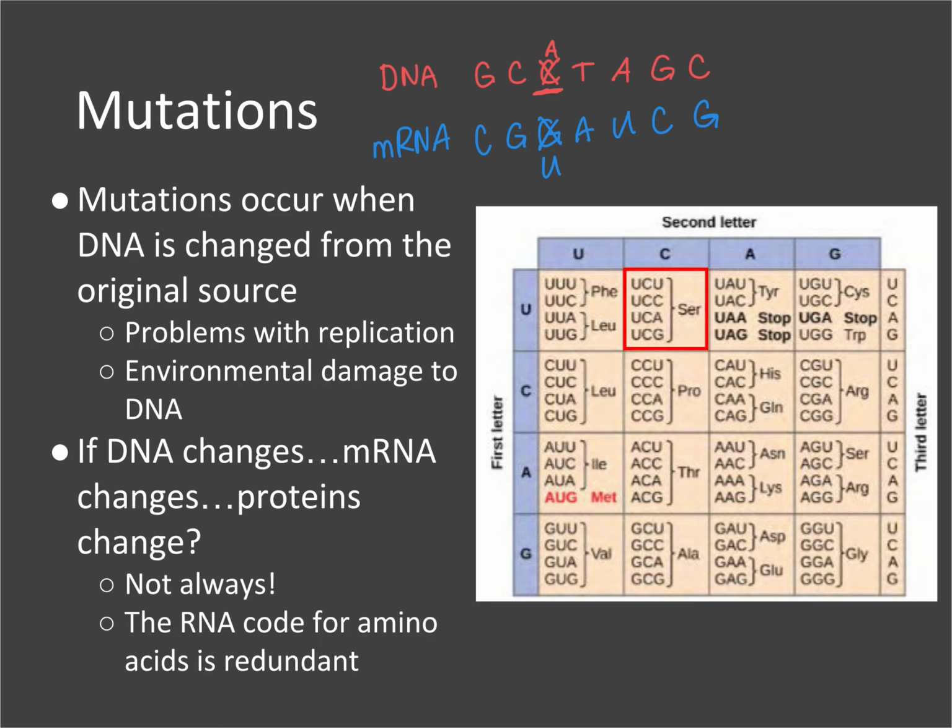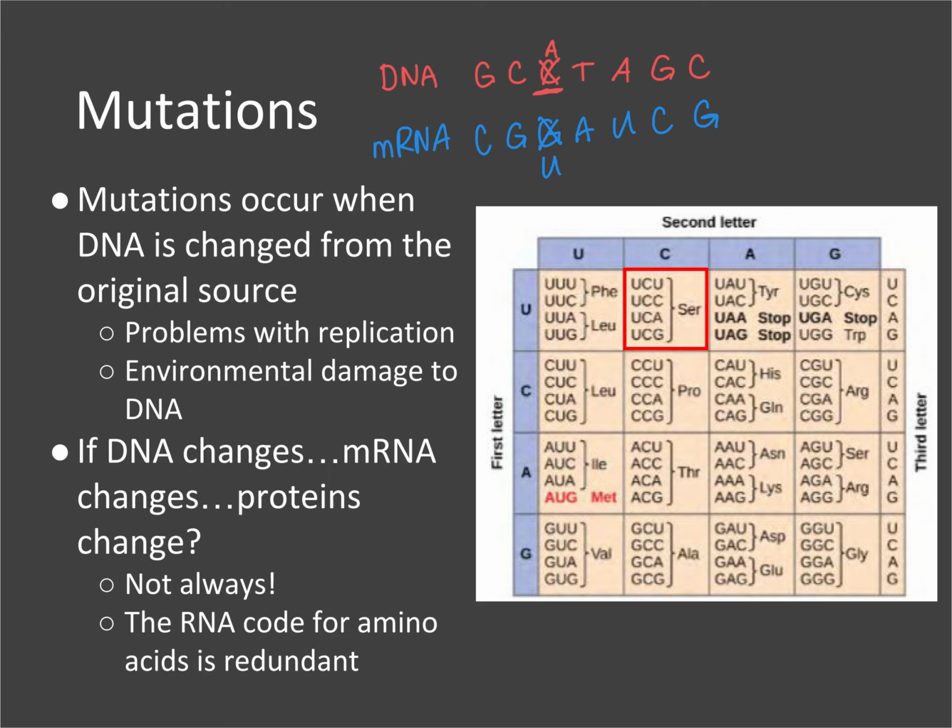Now remember that the mRNA is what the ribosome uses to make a protein. So now we've changed the code, or we've changed the recipe for how the ribosome is going to make this protein. So ultimately, we're going to end up with a different protein that might be the wrong protein.